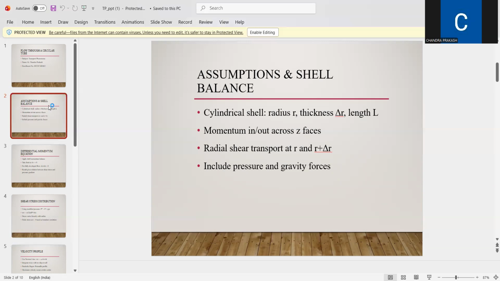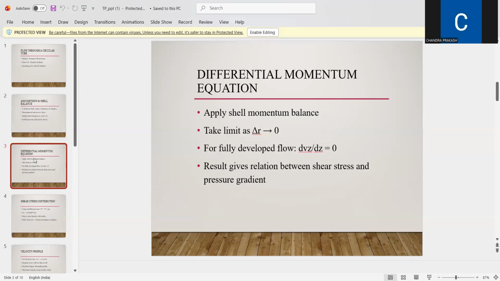We analyze momentum entering, leaving, and acting on this shell. This method is called shell momentum balance, which helps derive the equation. Then differential momentum equation. Now we apply momentum balance on the shell.